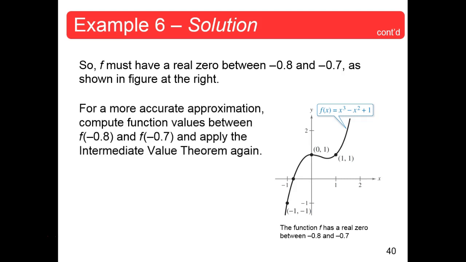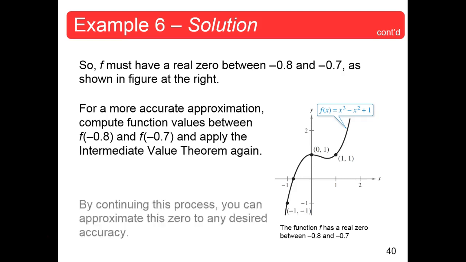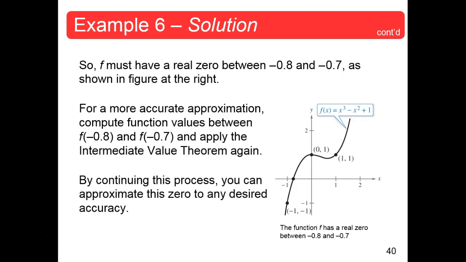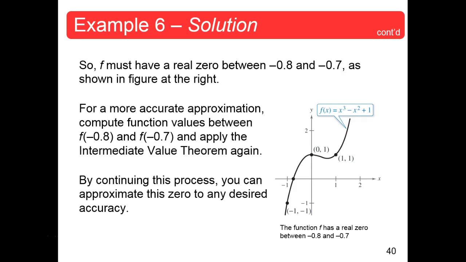For a more accurate approximation, compute the function between f of negative 0.8 and negative 0.7. Apply the intermediate value theorem again and again and again. If you get positive, negative, go between them. Positive, positive, go the other way. Keep going. By continuing the process, you can approximate the 0 to any desired accuracy you choose, or until you get tired, whichever comes first, which I think will be getting tired. And that's it. There is a checkpoint, so please do that. It seems like that might be fun.